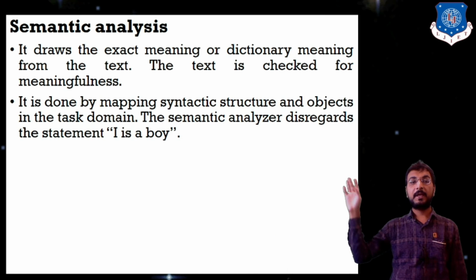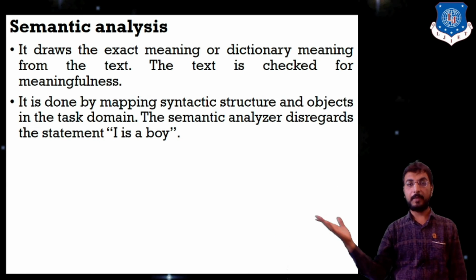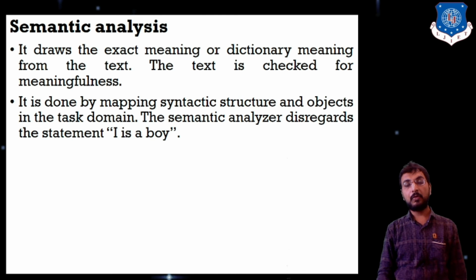It is done by mapping syntactic structure and objects in the task domain. So now we are going to map my given statement with my dictionary meanings. In the English language there is one ambiguity. Using the same spelling and the same pronunciation, we can also produce more than one word. So it will not be definite that the given statement is going to be spoken in a given context only.